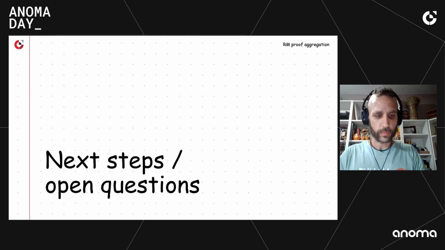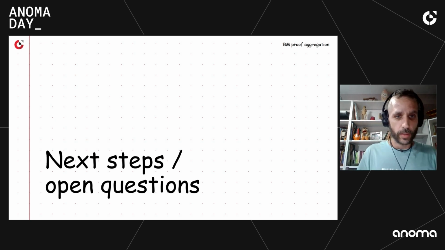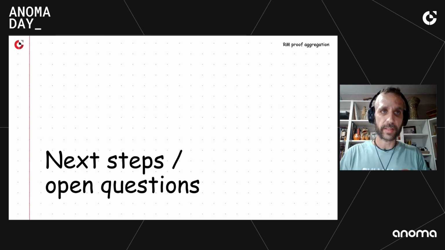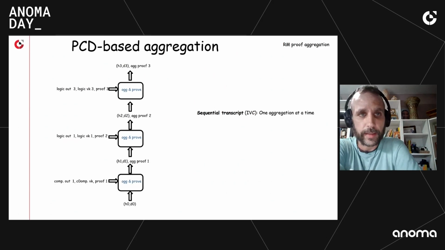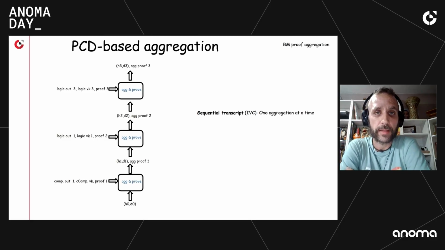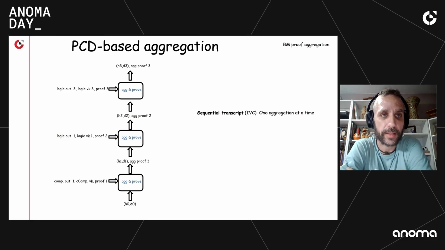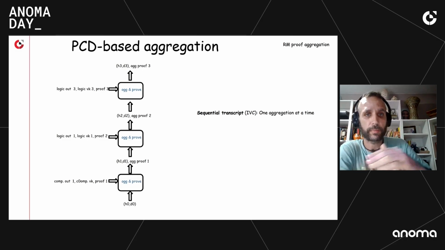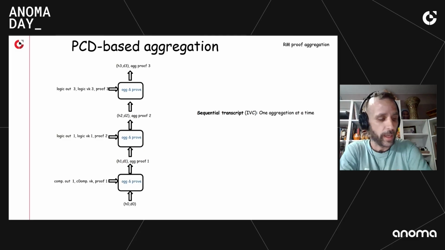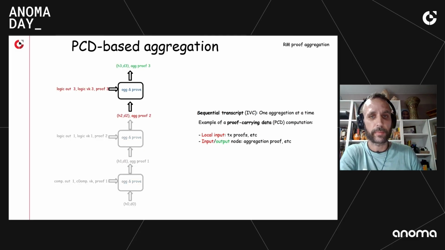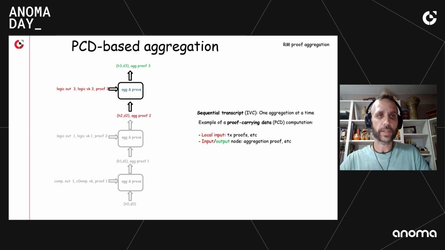So now to conclude, I'd like to go through next steps that we could look into in the future. So the first one is doing PCD-based aggregation. This is kind of generalizing the sequential approach. Remember that in the sequential approach, we do one aggregation at a time. This is an example of what is called proof carrying data computation, where the idea is to split large computation between different nodes that do not trust each other.